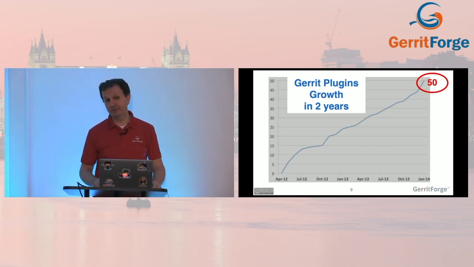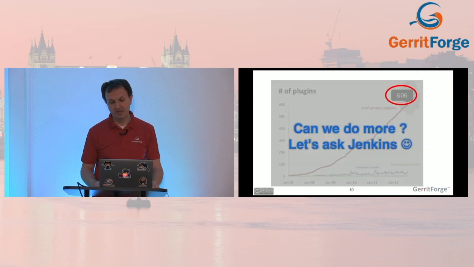It could be good if the 50 plugins are really high quality. But if you look at the Jenkins numbers, at that time they had 600 plugins. I say, we are missing a kind of 10 times ratio. Even if the community is smaller, still writing a plugin for Gerrit was too hard.